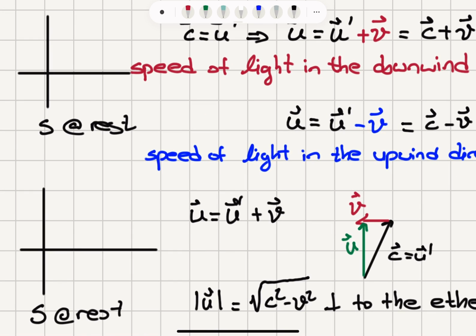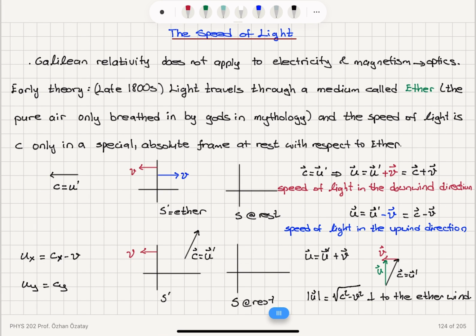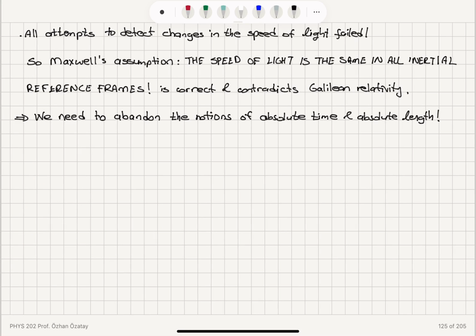So this tells us that we form this triangle. This is the speed of light measured in the ether reference frame. This is the motion of ether with respect to the Earth reference frame or lab reference frame, and this is what we should measure in the S reference frame, the lab frame, which is square root of c squared minus v squared perpendicular to the ether wind. And all such attempts to detect changes in the speed of light failed.